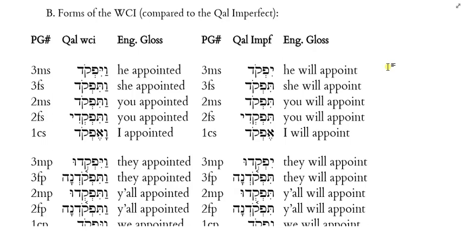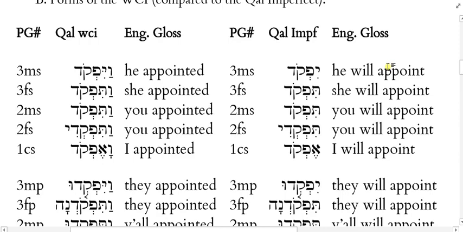Okay. So what you're going to notice is that the WCI form, which is here on the left, compared to the Qal imperfect form on the right, they are actually almost identical to each other. They look entirely the same except for the presence of the vav at the beginning here. And then if you notice that underneath the vav, there is a vowel point that is not normal. How do we normally see the vav pointed at the beginning of the word? The most common way is with what vowel point underneath?